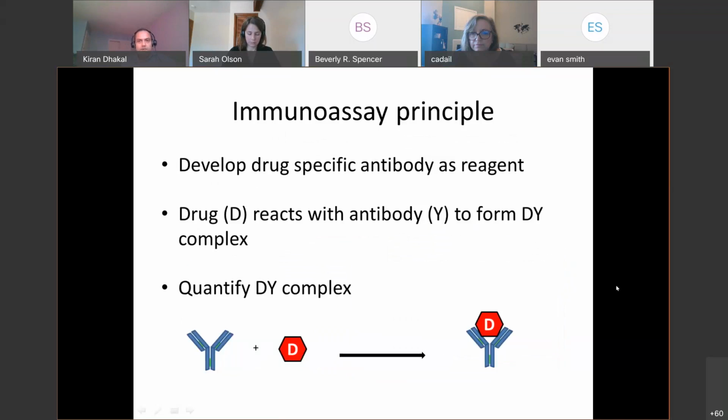So the principle of immunoassays for the drug testing, the first reagent we need is a drug-specific antibody. And that drug-specific antibody will react with a drug and then form an immunocomplex or a drug-antibody complex. And then what we do is we quantify that antibody-drug complex.